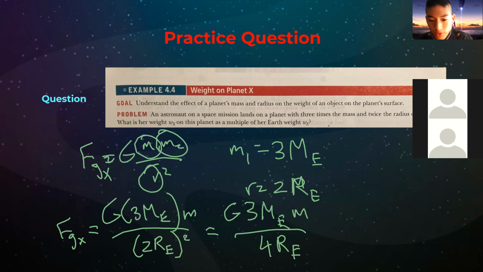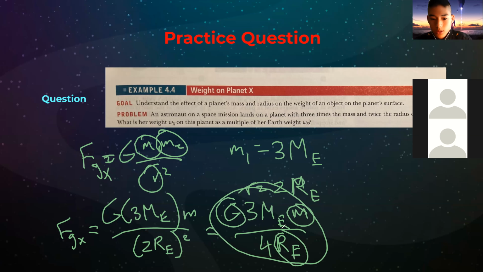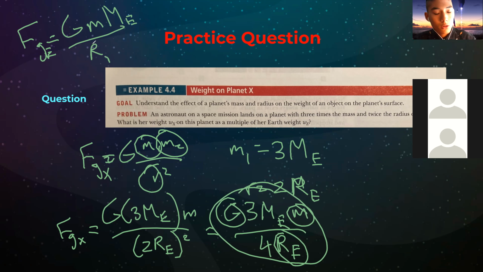However, this is not our final answer, right? Because there are so many variables. We have to get rid of this. So what we do is we're actually taking the ratio. When we do the ratio, we do FGX over FGE, the force of gravity on planet X over the force of gravity on Earth. That gives you the ratio, the proportion between the two. So we write another equation. This is FG on the Earth equals G M E over RE squared.